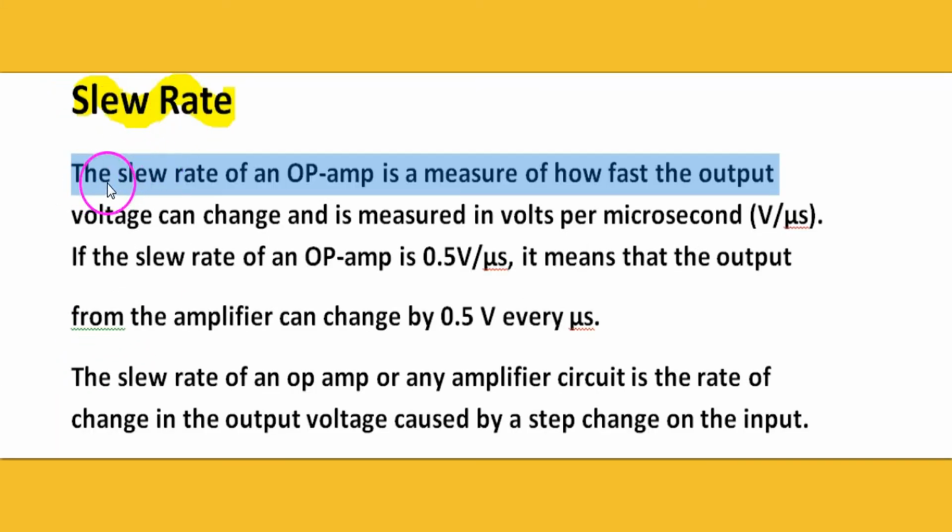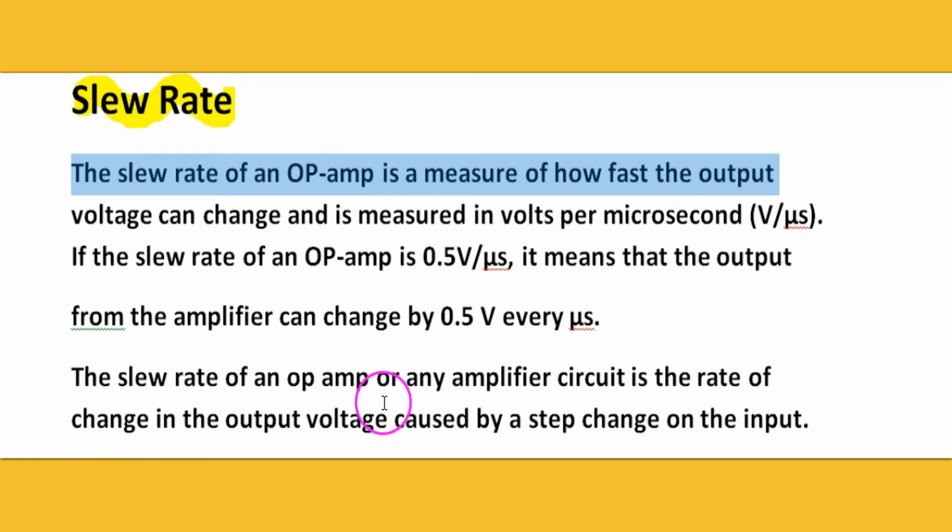The slew rate of the op amplifier is a measure of how fast the output voltage can change, and it is measured in volts per microsecond or millisecond. If the slew rate of an op amplifier is 0.5 volts per microsecond, it means that the output from the amplifier can change by 0.5 volt for every 1 microsecond. This is the maximum voltage change.